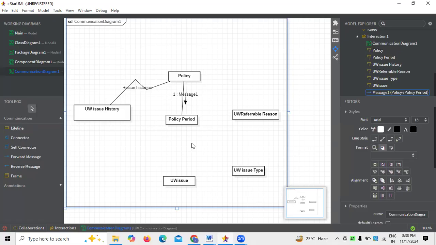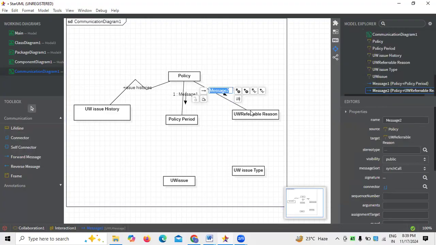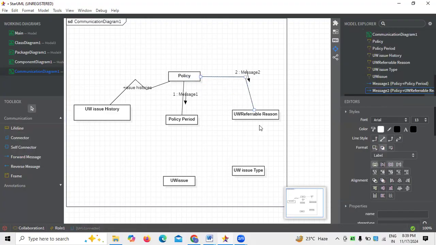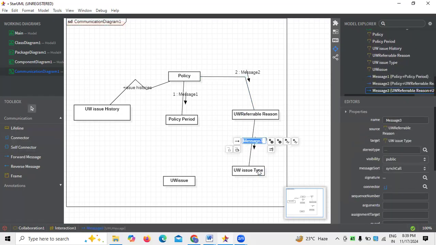Next, we must be knowing about the policy when it comes to the referral reasons, the underwriting referral reasons, wherein we must be connecting to the referral reasons over here. This is also one of the key and important elements, because when you are talking about underwriting referral reasons, we can connect these referral reasons to the underwriting issue types, whatever issue types we have. So this we need to connect with.